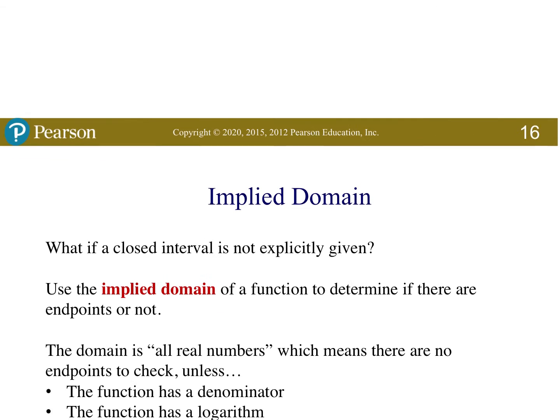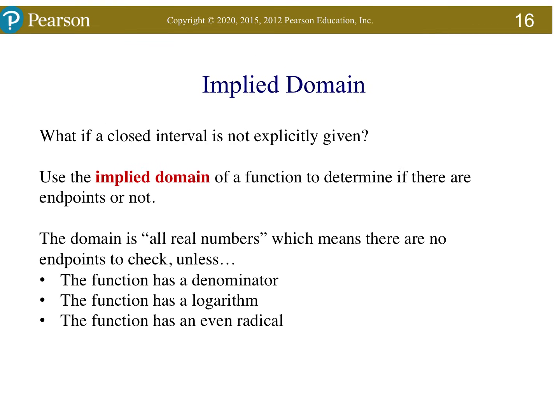All right, so here's what we use. What if, okay, that's the question today. What if I don't have a closed interval? Then what do I do? Okay, so then you look for what's called an implied domain. A regular domain is all real numbers. An implied domain is if you have one of those 3 things.